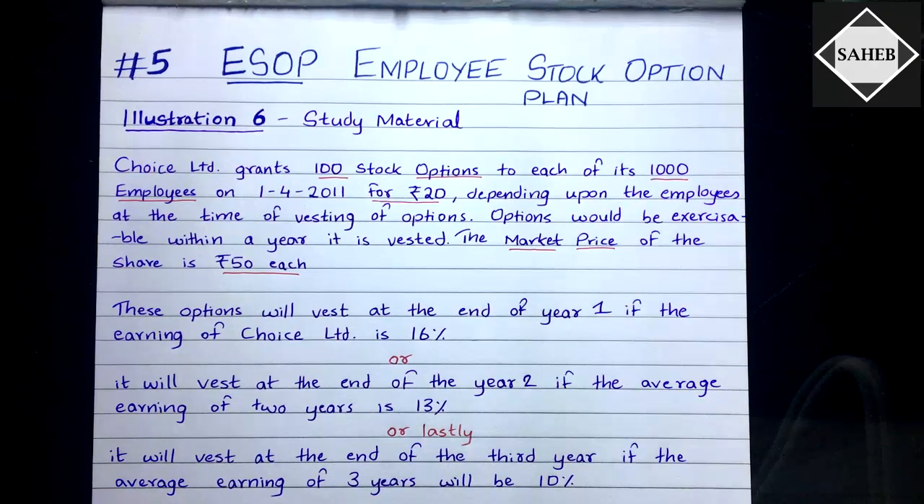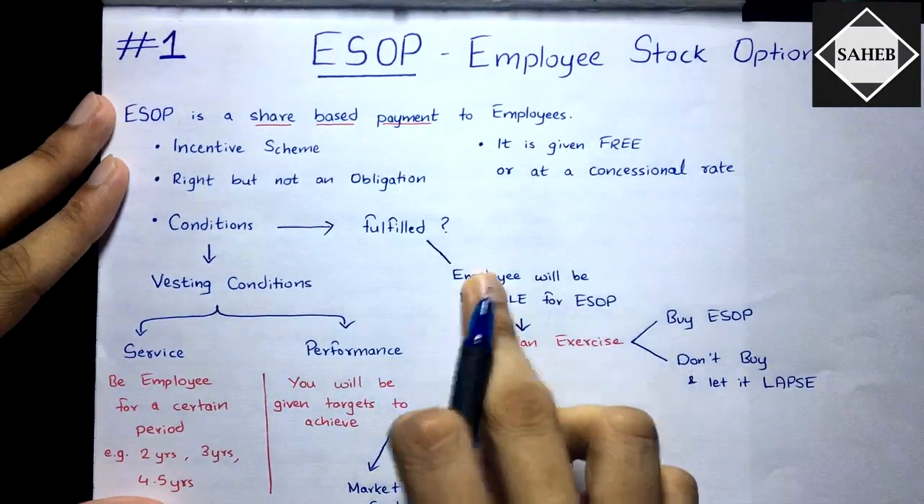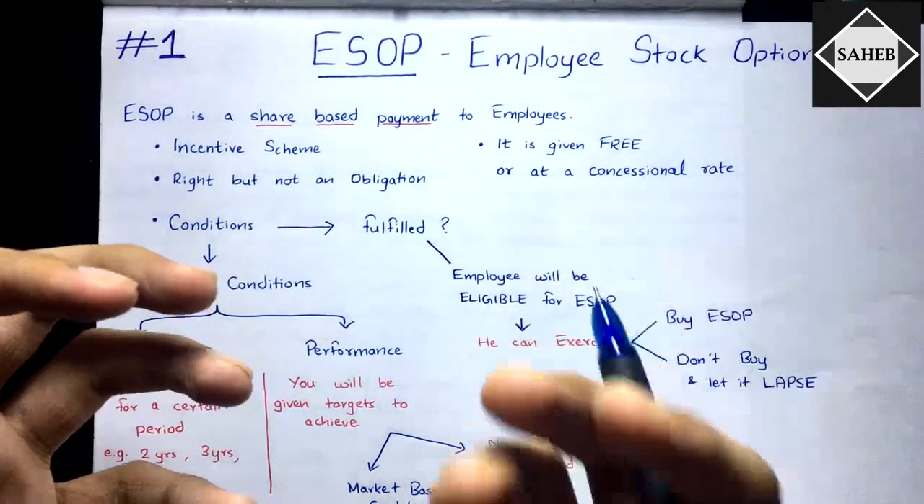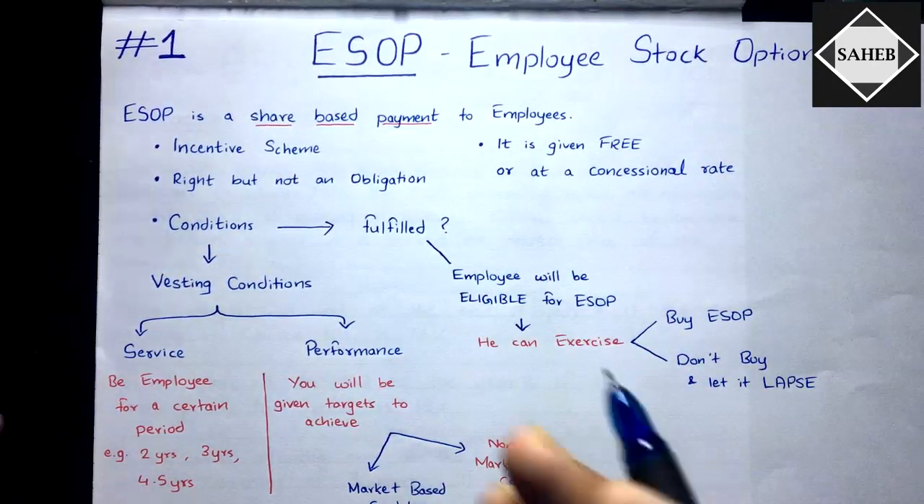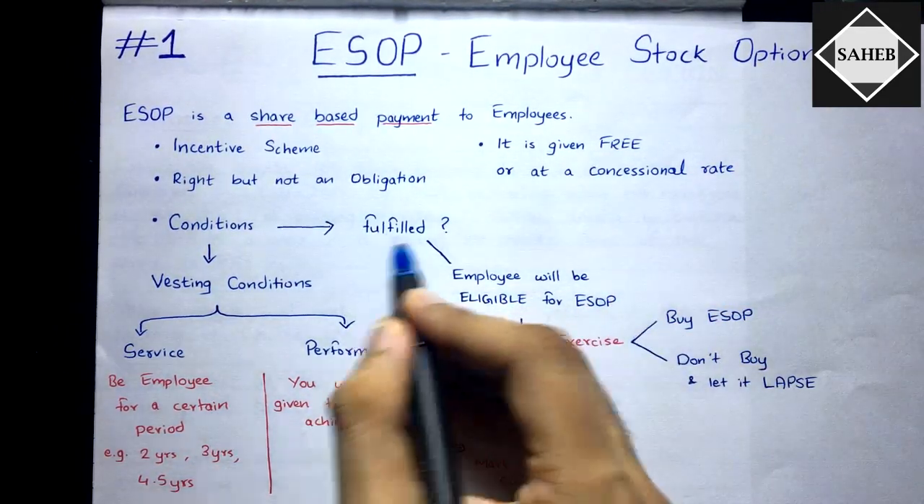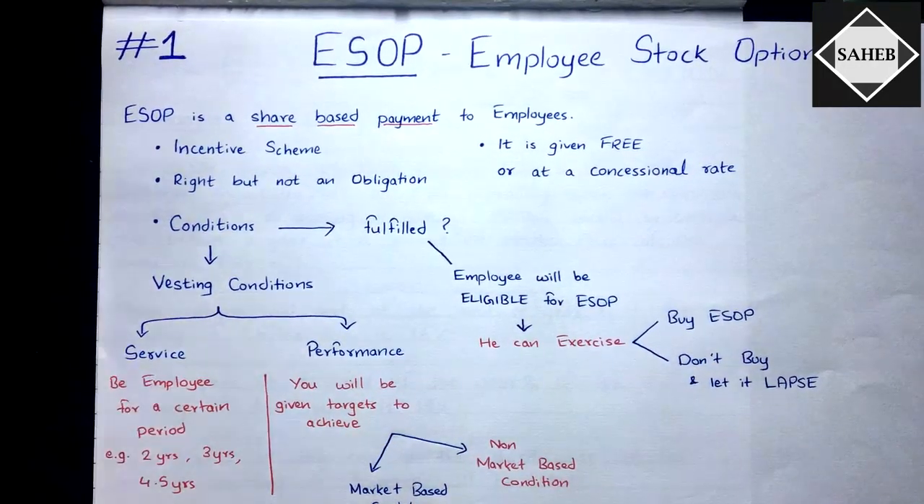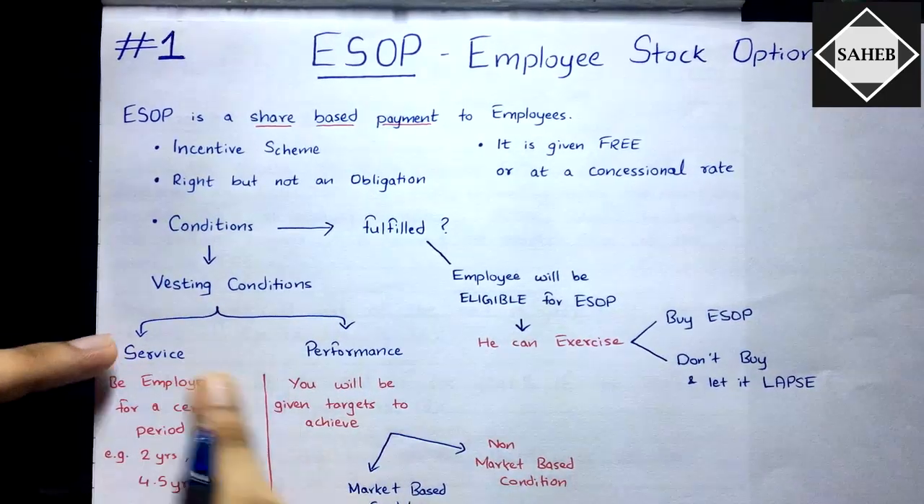See, you already know that for an employee to be eligible for ESOP, the options to become vested, they have to fulfill the condition. Then only they will be able to exercise their right and purchase the shares of the company at low prices, right? So for that they have to fulfill the condition, and those conditions are called eligibility conditions or vesting conditions, and those are of 2 types, service and performance.